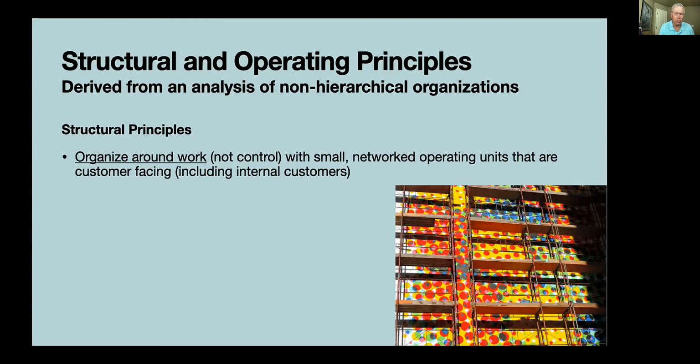When you look at a traditional hierarchy, most of it is built around control. This needs to be done then with small networking units that are really customer facing. We talk about the need for customer facing, but usually that's around the periphery of the organization. There's no mechanism to ripple that through the organization, nor is there often a mechanism to deal with the internal customer relationships that organizations face.